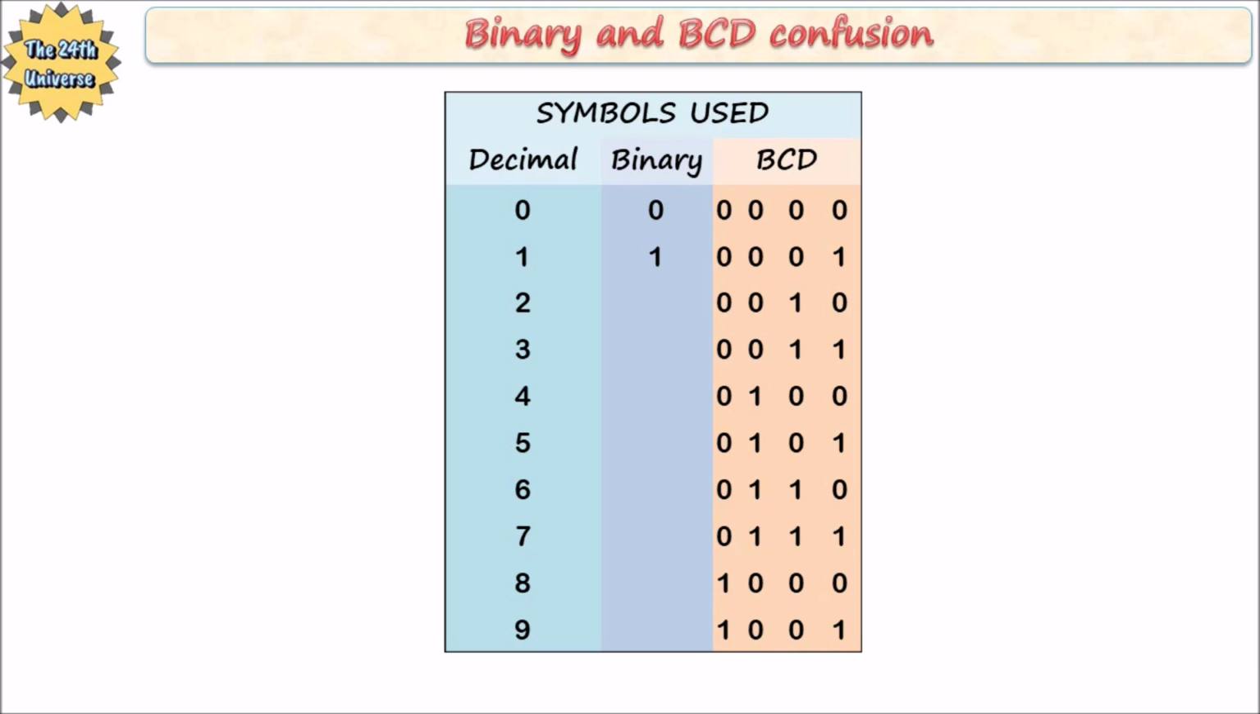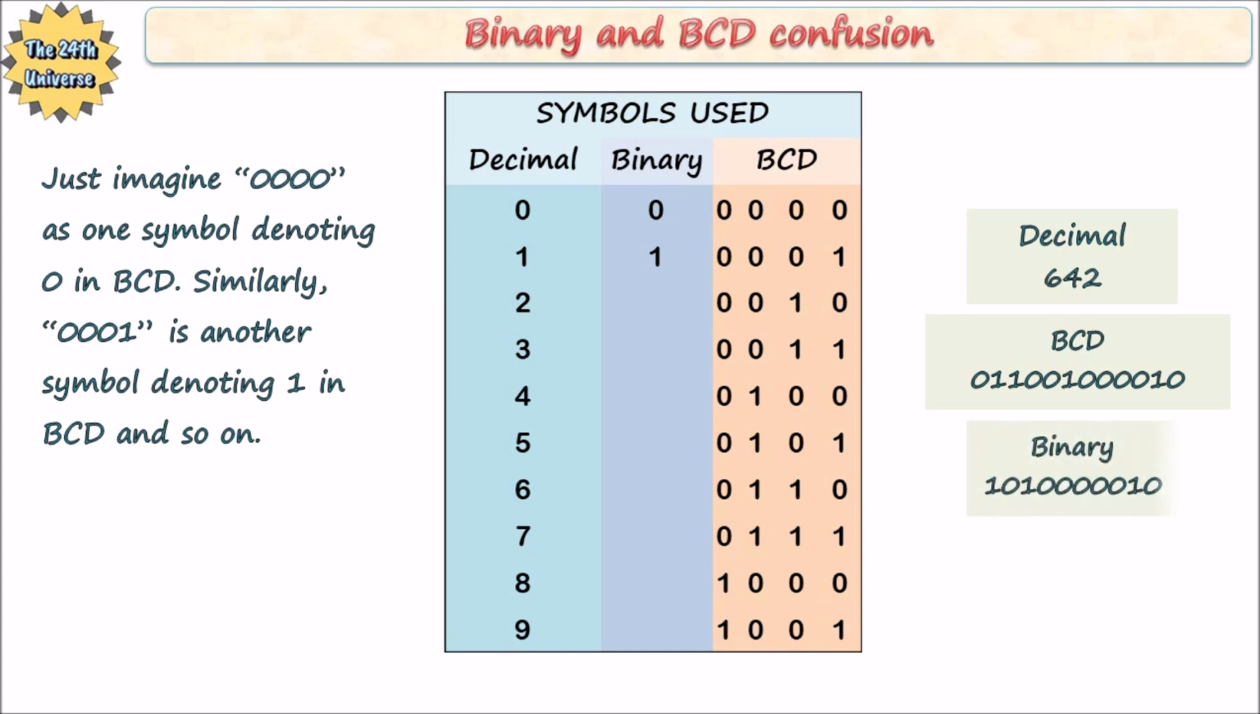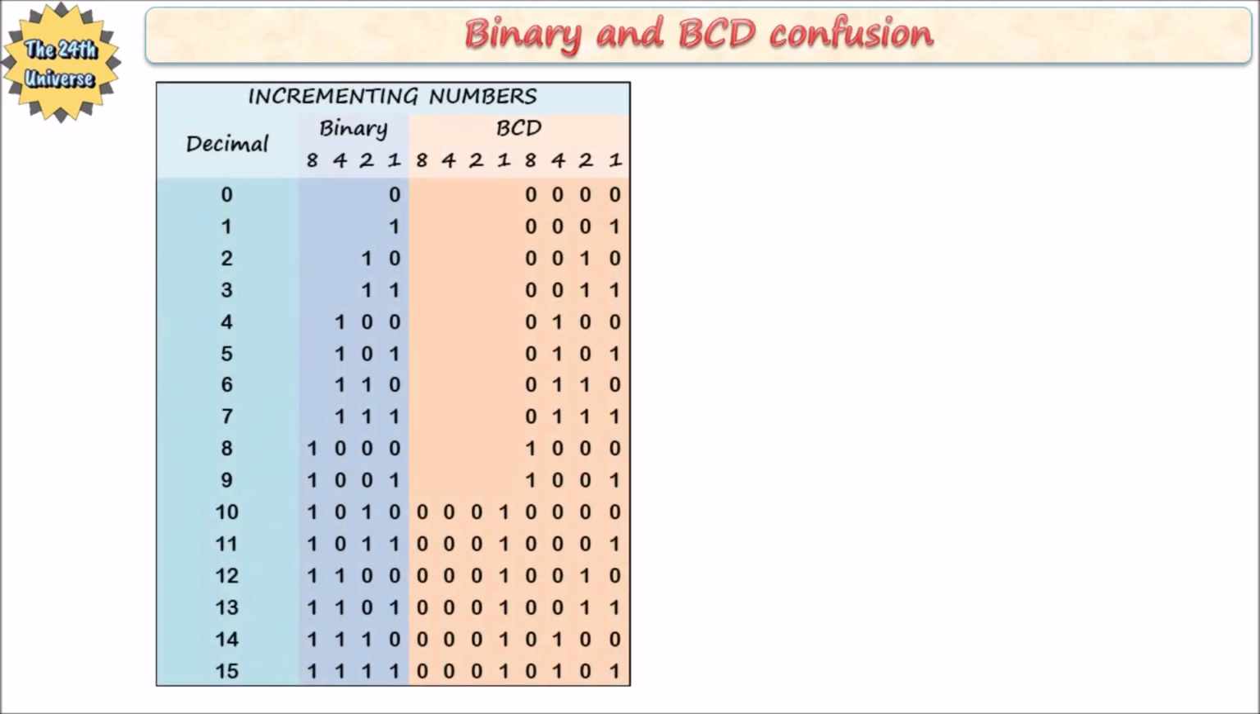In binary, we use symbols 0 and 1. Just imagine 0000 as one symbol denoting 0 in BCD. Similarly, 0001 is another symbol denoting 1 in BCD, and so on. For example, decimal number 642 can be written in BCD as 0110, 0100, 0010, and in binary as 1010000010.